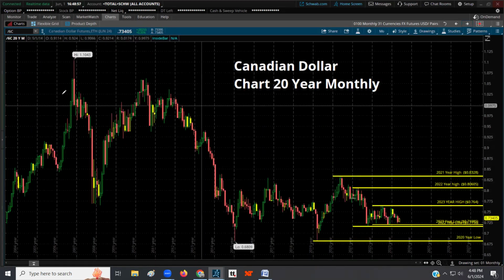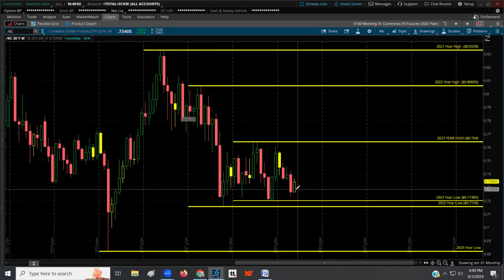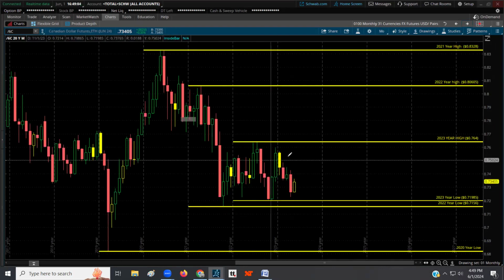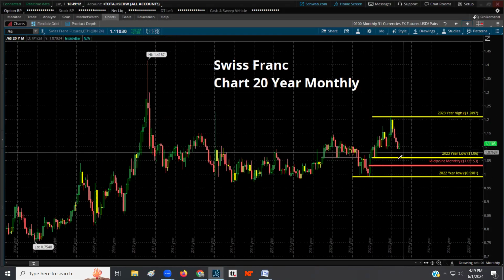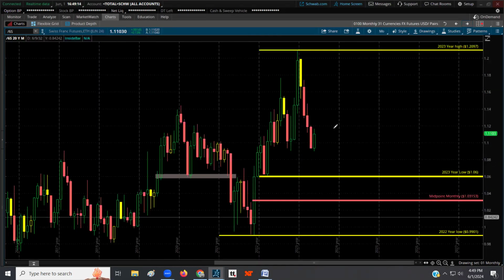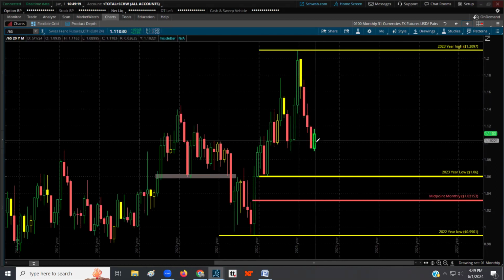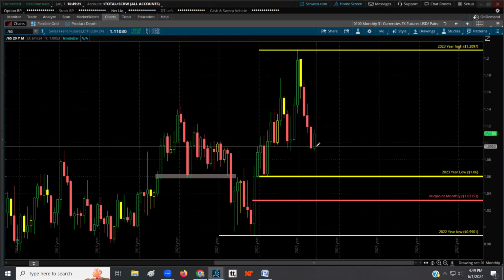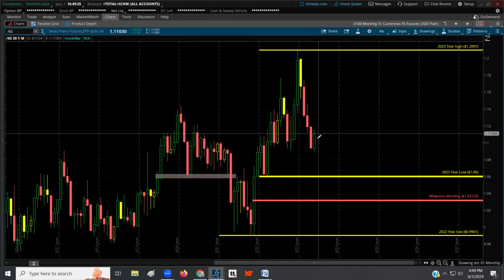Canadian dollar, look at that. Here's the highs from the prior years. And again, inside candle. A lot of indecision in currencies. And the Swiss franc actually broke below the low of last month. It's trending down off the high. The high was last year up there, and it's trending down. This being a safe haven currency, the money's not flowing into them.